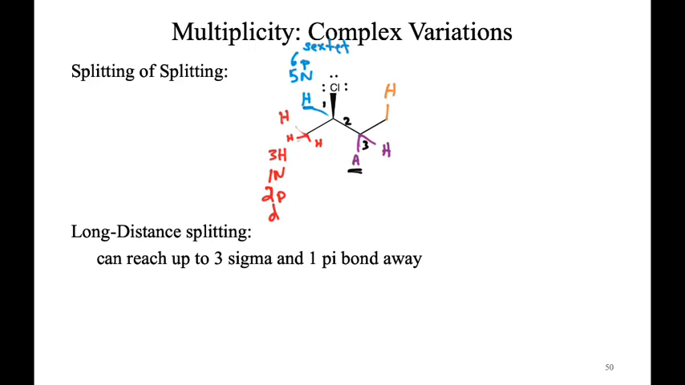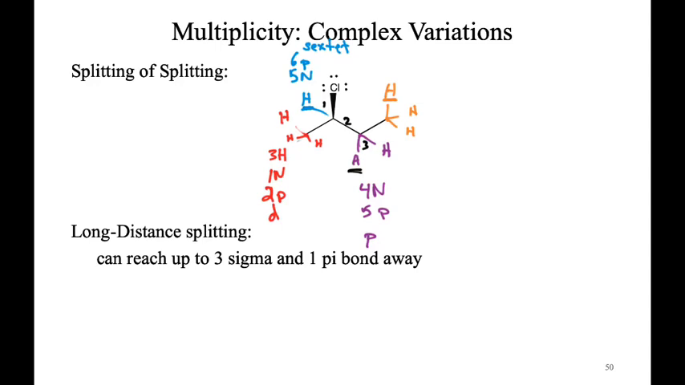How about the purple ones? How many neighbors do they have? 2 neighbors. 4. Why 4, not 2? I heard a lot of people say 2, and I'm going to guess because you're like, there's 1 and there's 2, right? So how many neighbors were there? 4 neighbors, which means 5 peaks, which means pentet.